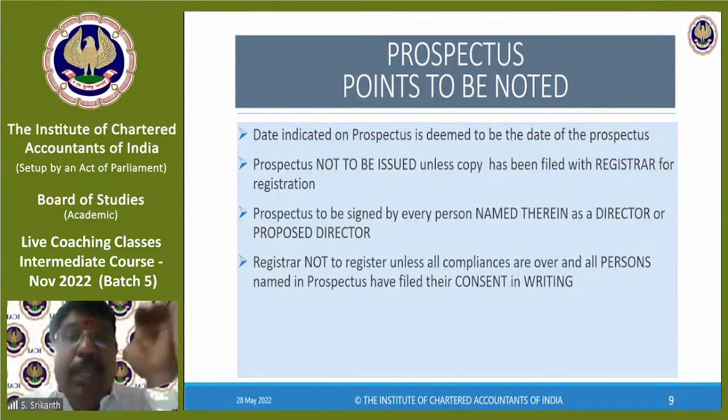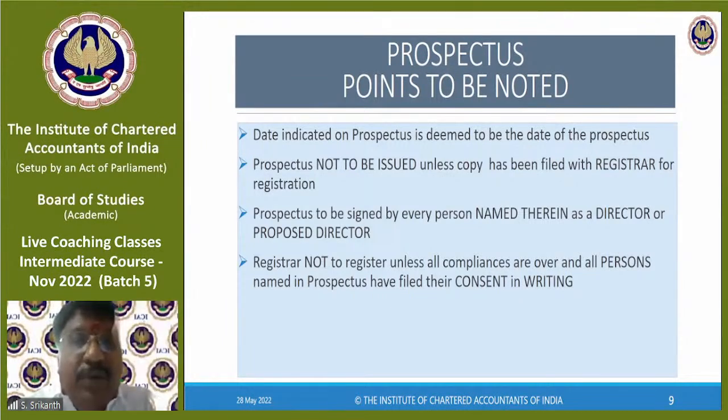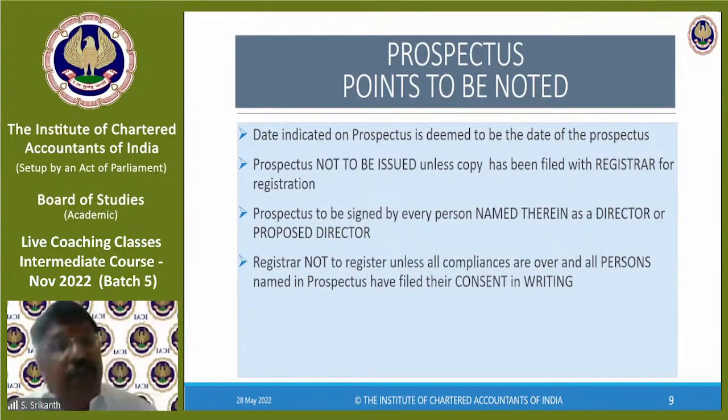Prospectus not to be issued unless copy has been filed with the registrar for registration. So if your prospectus date is 6th June, then before 6th June, or on 6th June, you should have filed it with the registrar for registration. Only then you can issue it to the public. If you issue it to the public and then file the prospectus later, sorry, violation.